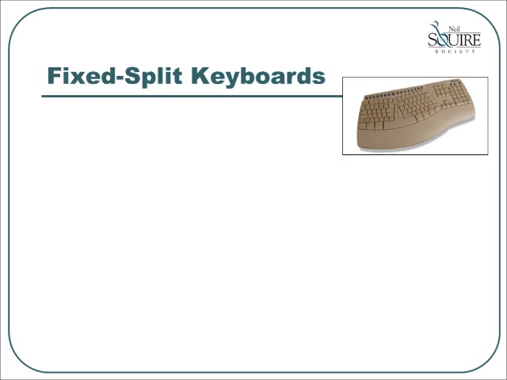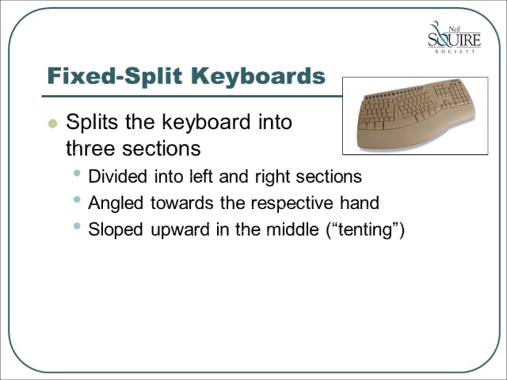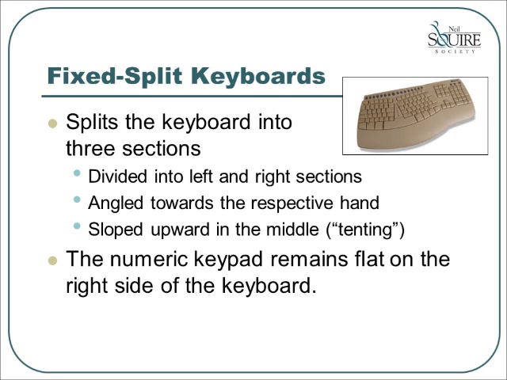A fixed split keyboard splits the keys into 3 sections. The main keyboard sections are angled towards your right and left hands and sloped upward in the middle. This sloping is called tenting. The numeric keypad remains flat on the right side of the keyboard.